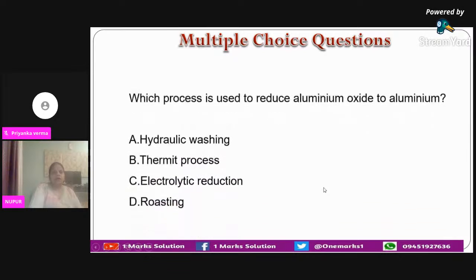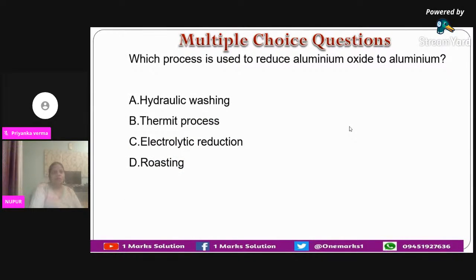And over here, which process is used to reduce aluminium oxide to aluminium? Whether it is hydraulic washing, that means by simply washing with water, the thermite process, about which we have seen in the previous slides, electrolytic reduction, or roasting. And the answer over here is electrolytic reduction only. For aluminium oxide, we can use only electrolytic reduction.